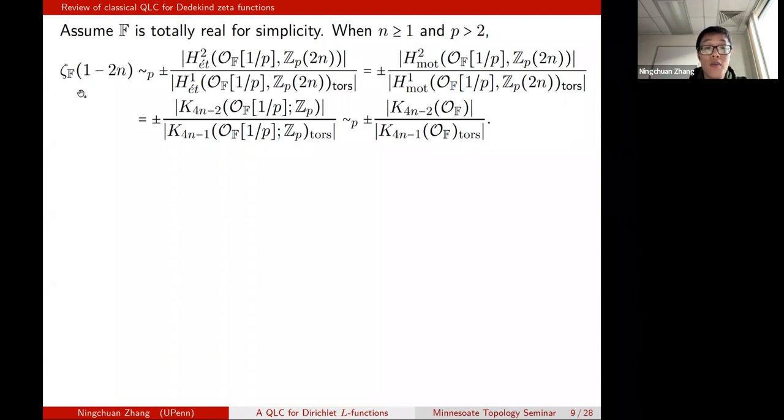So this is how we manage to match the p-adic valuation of the zeta function at 1 minus 2n with the sizes of algebraic K groups.